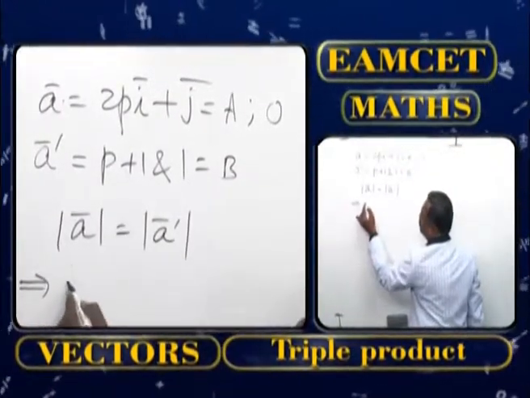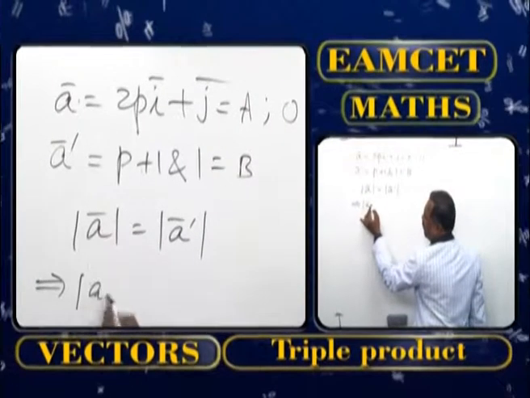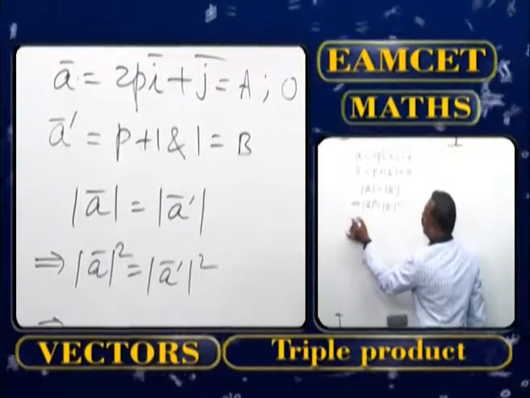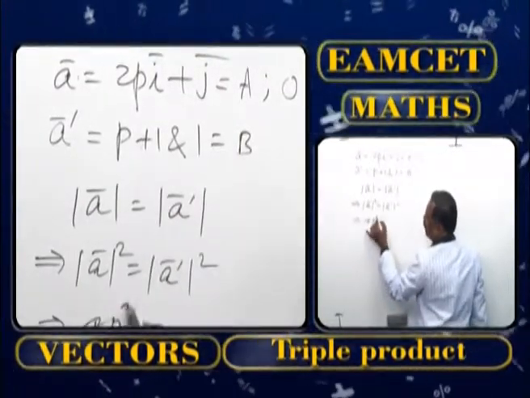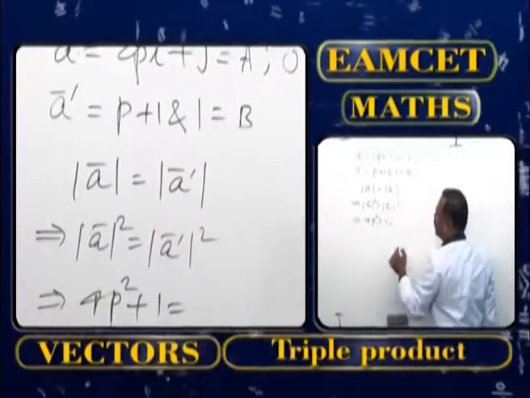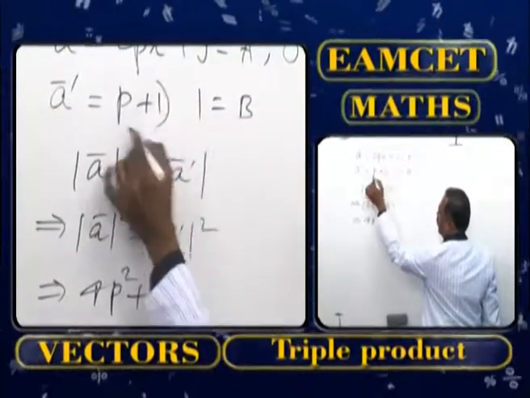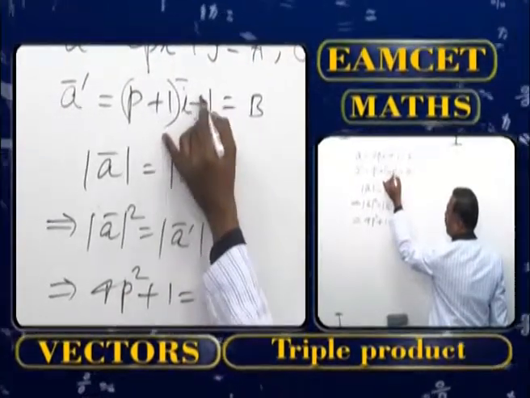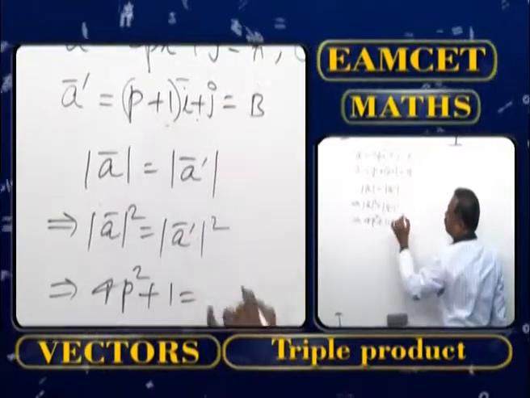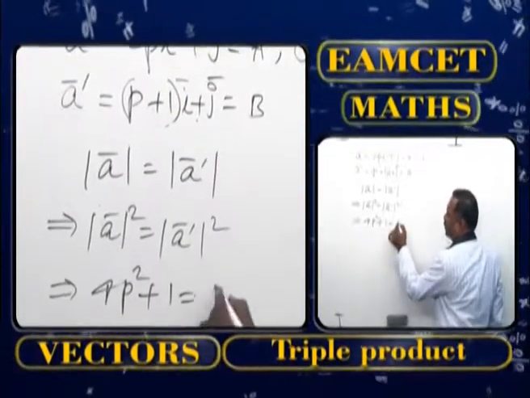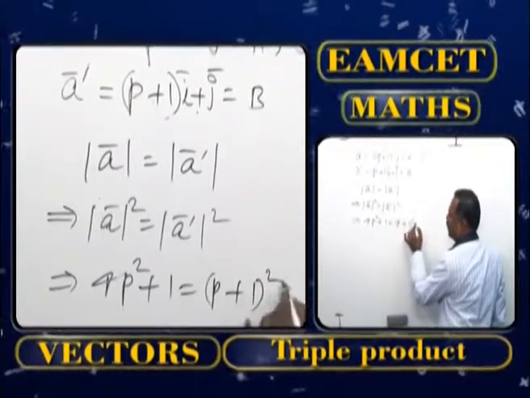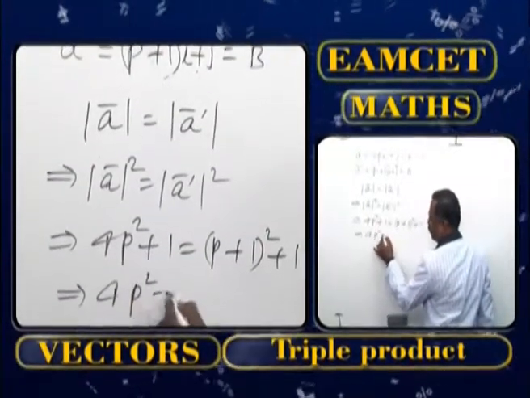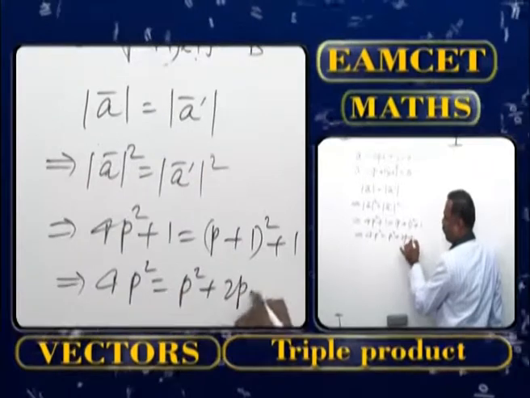Now squaring on both sides. Mod a bar square is equal to mod a bar dash square. What is its modulus? 4p square plus 1. And what is its modulus? I'll write it in this way for your better understanding. p plus 1 into i bar plus j bar. What is the modulus here? p plus 1 whole square plus 1. The 1 gets cancelled. It is 4p square equal to p square plus 2p plus 1.